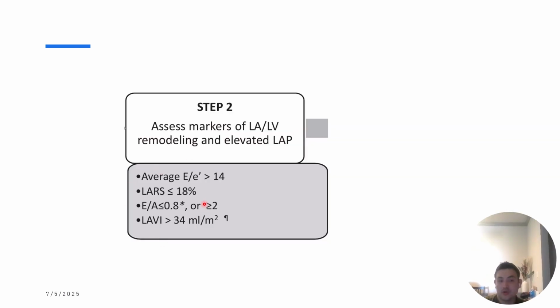Step 2, you're going to have various parameters, but they focus on E over E prime more than 14. This is a new parameter, LARGE, less than 18, E over A prime 0.8 or more than 2, and the left atrial volume index more than 34.